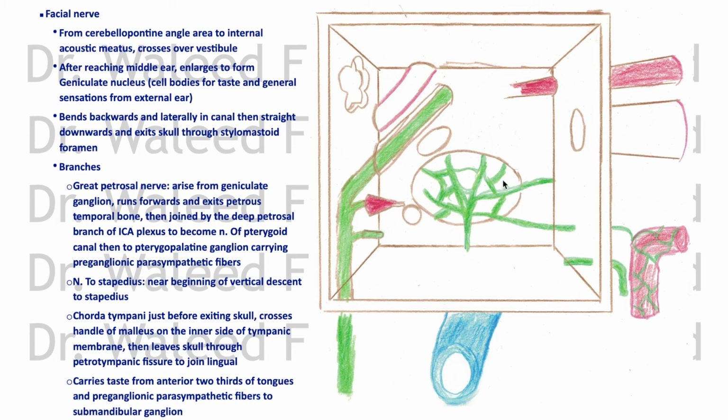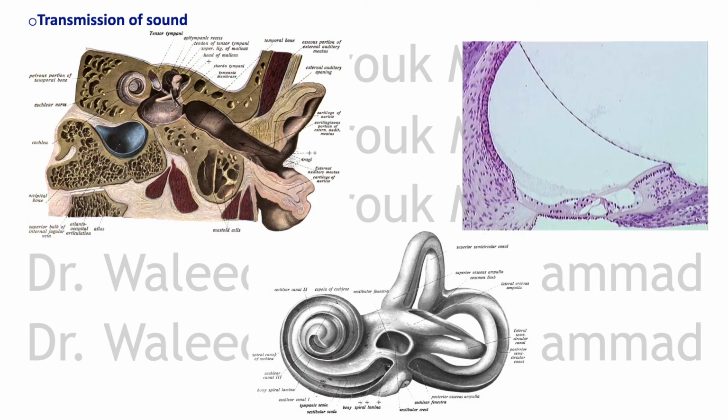Okay, another branch comes off the facial nerve from the geniculate ganglion. It's called the greater petrosal nerve, and we know the story of the greater petrosal nerve. After emerging from the middle ear, it's joined by the deep petrosal nerve to form the nerve of the pterygoid canal, and eventually synapses in the pterygopalatine ganglion. We have said this many times.